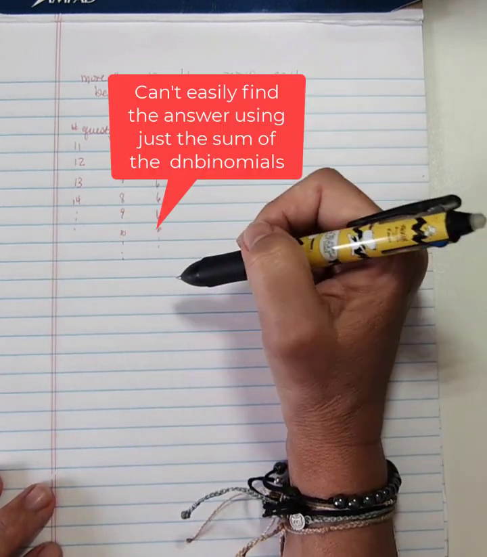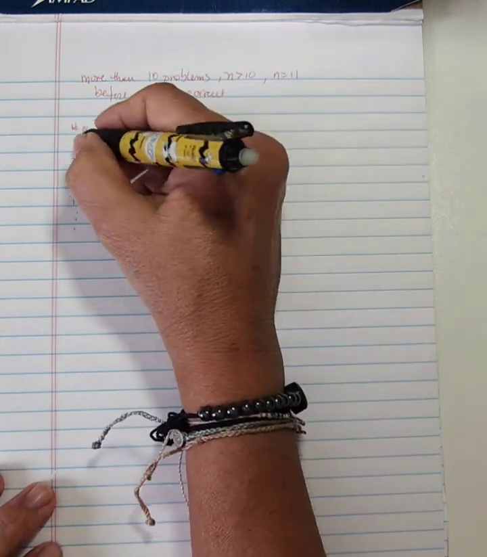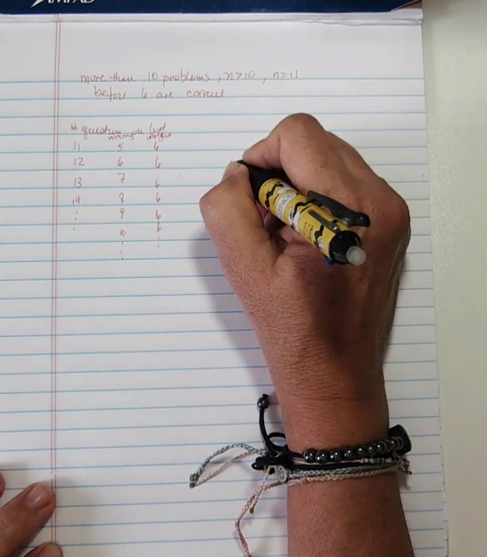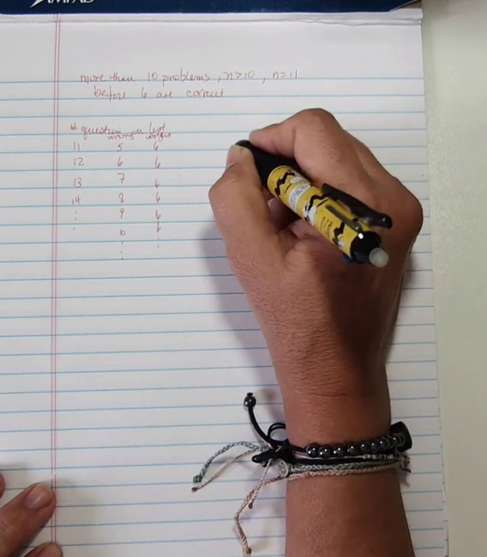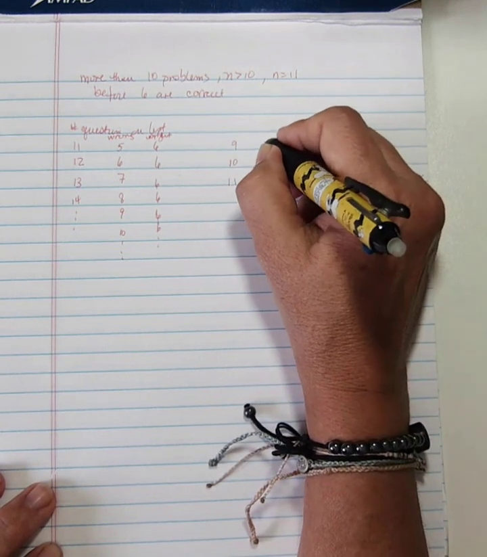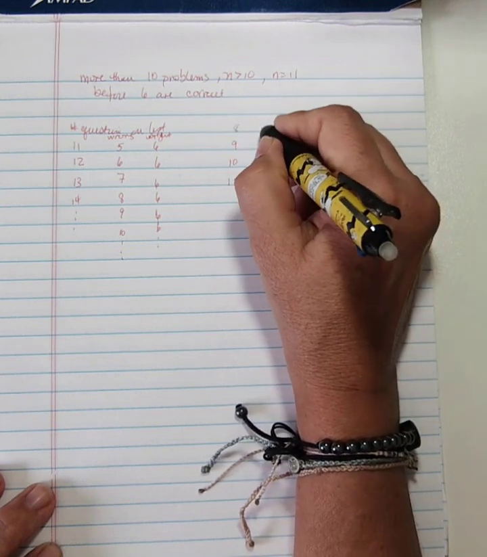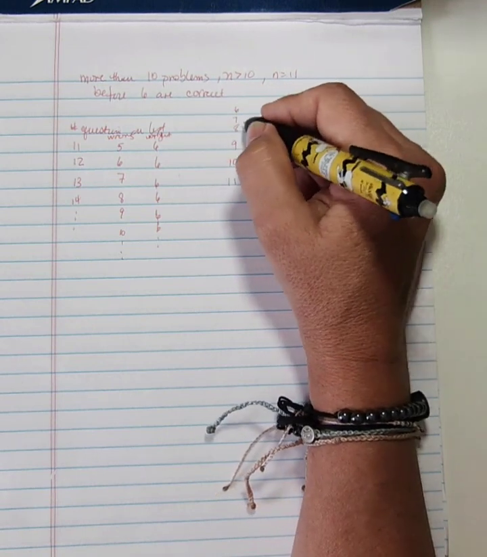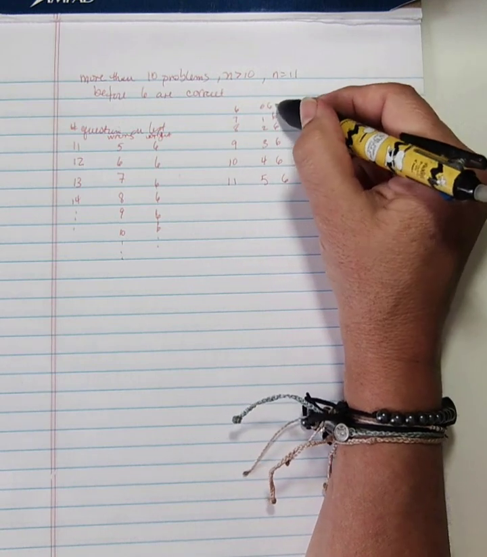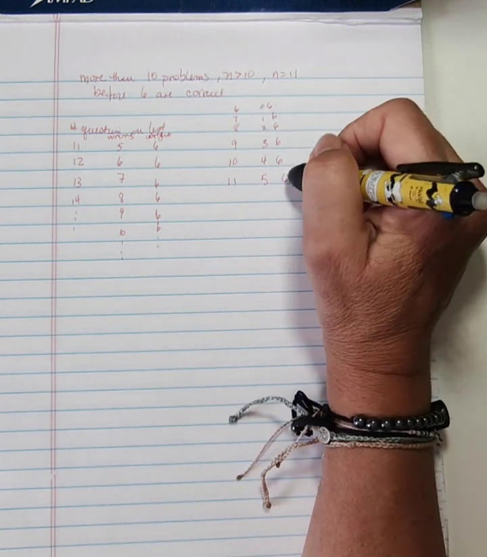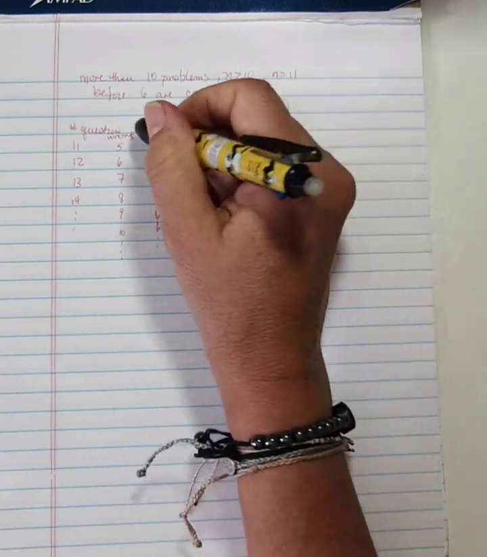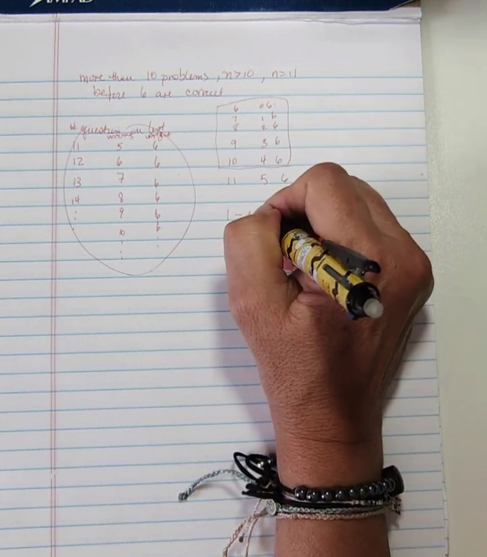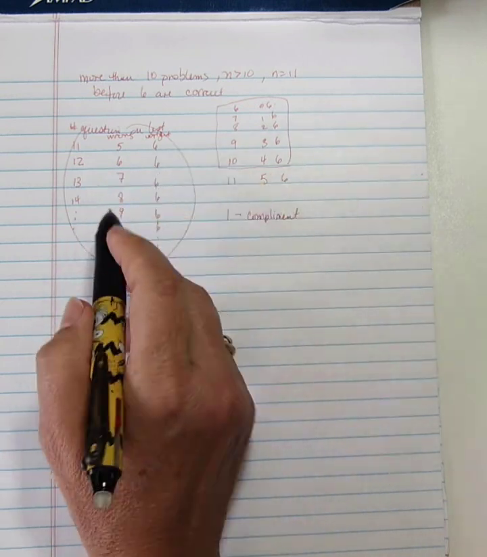So I can't find it straight up. I have to use the complement. But what's the complement? The complement is everything above this. So if this is 11, 5 and 6, its complement is going to be 10, which would make this 4 and 6. 9, 3 and 6, 8, 2 and 6, 7, 1 and 6, 6 questions altogether, 0 and 6, because that's the only way you could get 6 correct is to have 0 wrong. So this is the complement of this right here. So if I do 1 minus this complement, I'll get what I'm looking for.